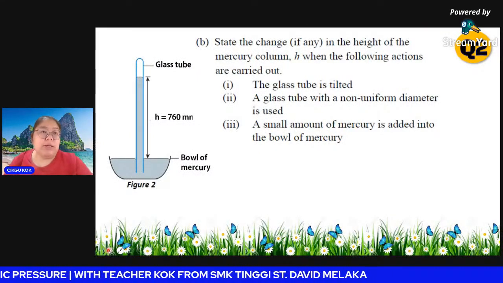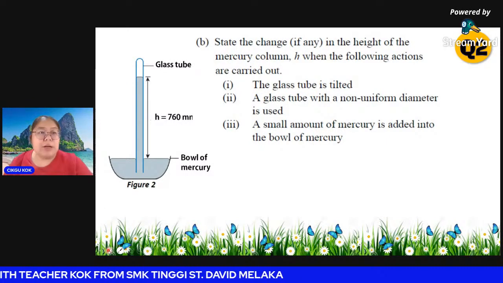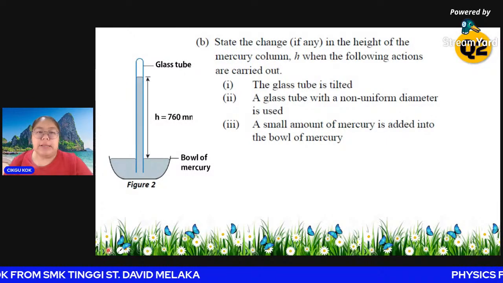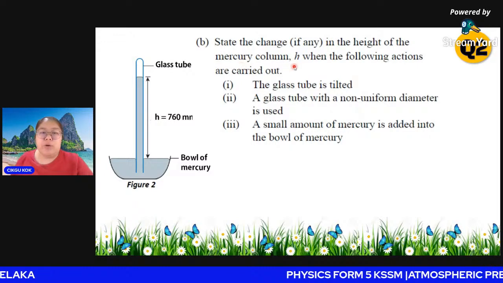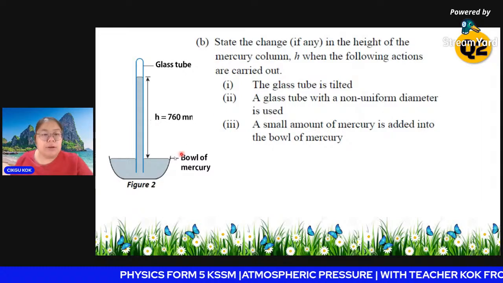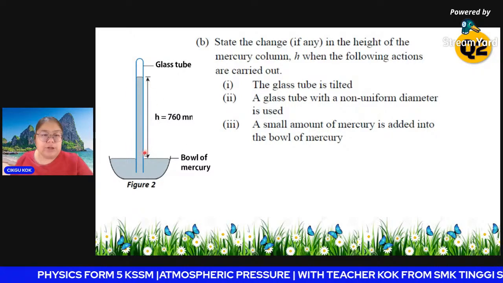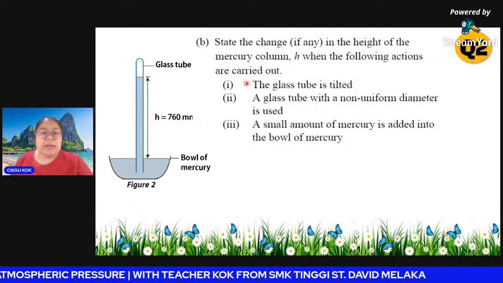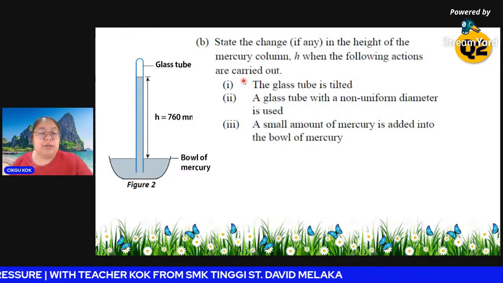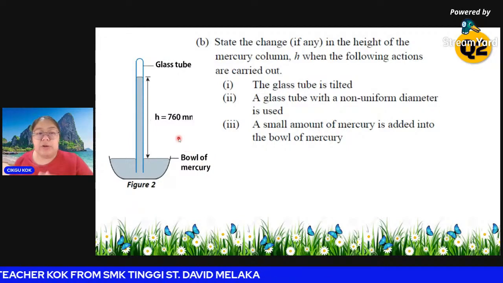That's B. Okay, continue the same question, but go to B. Okay, state the changes, if any, in the height of the mercury column H when the following actions are carried out. Okay, now we need to talk about the H. Okay, before that is 760 mm, is it? Now I do the three actions. Okay, I want to see if there are any changes for the H or not.